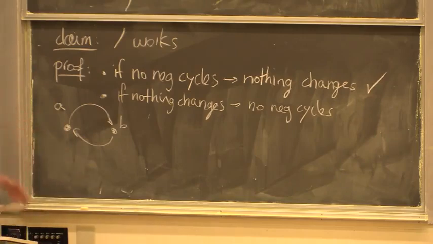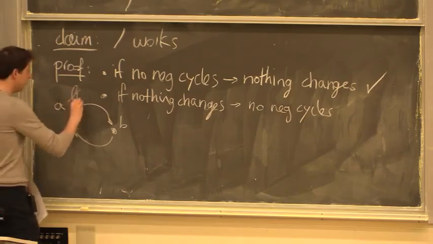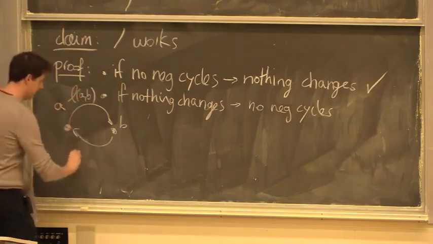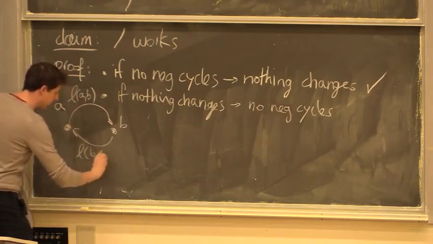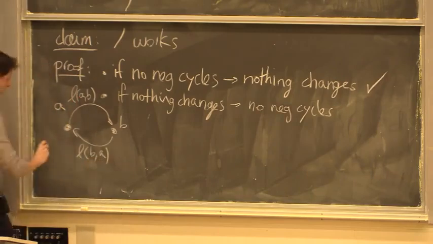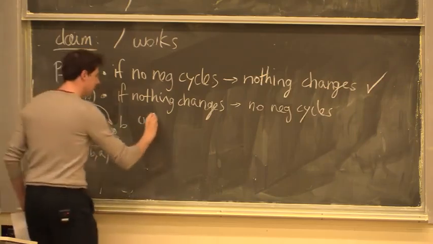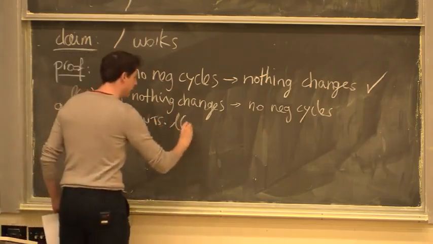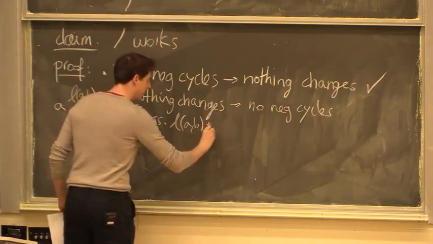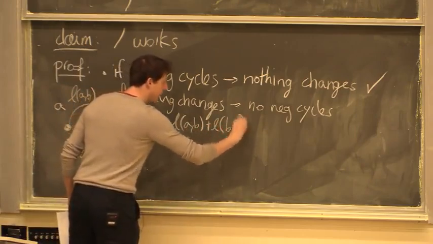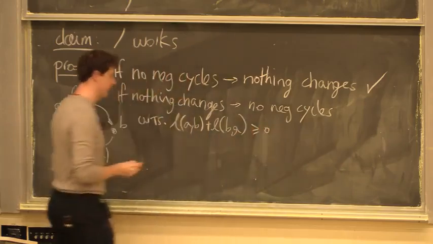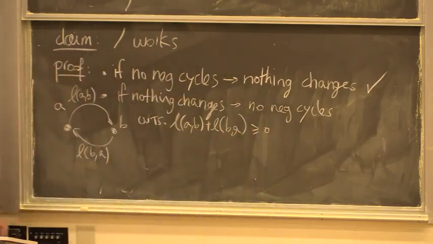Now we want to argue that if these are the lengths, then we want to show that LAB plus LBA is non-negative. That's what it means for a cycle to not be negative.